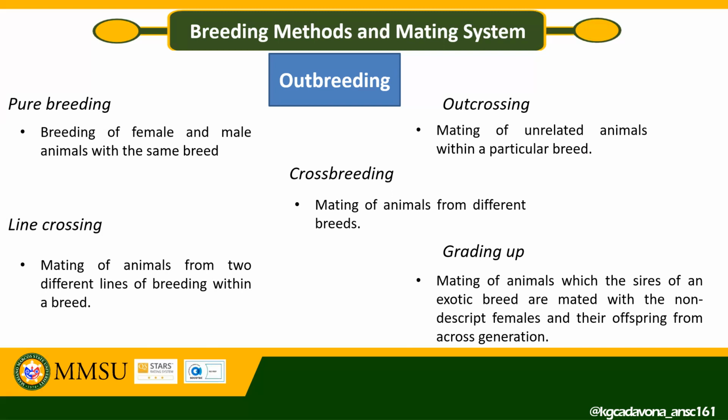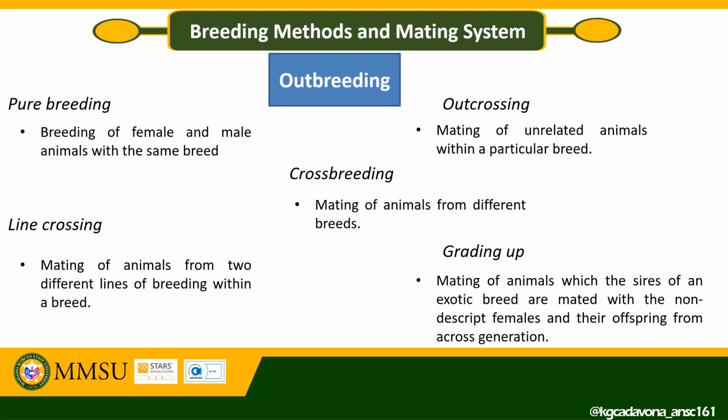Then the last breeding system is grading up, or yung tinatawag natin na upgrading. So it says here, this is the mating of animals in which the sires of an exotic breed are mated with nondescript females and their offspring across generations. Basically, ang pinaka-common dito is yung purebred sires of a specific breed. Kumbaga sa Nubian na dairy goat, this will be mated to so-called native or nondescript na females like the native goat, in an effort to develop a population resembling the breed from which the purebred sires came.